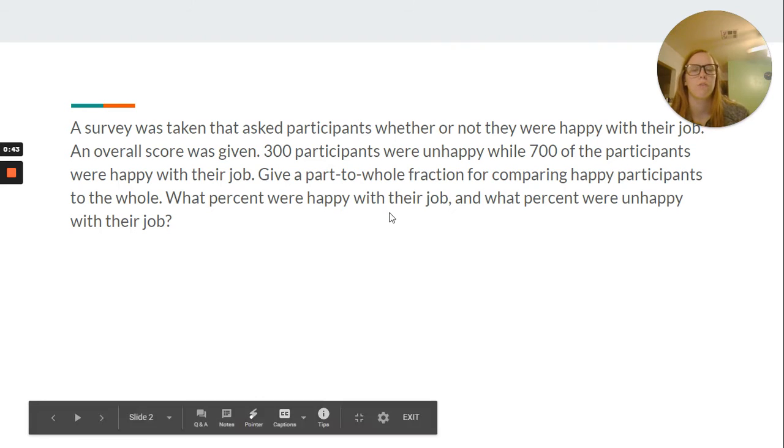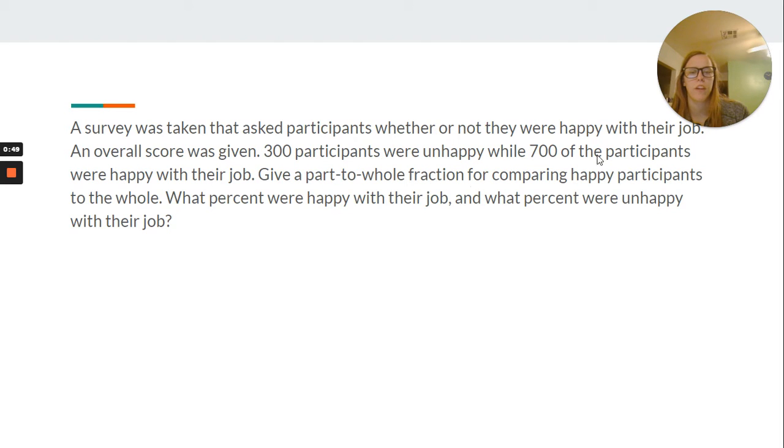So when it says a part to whole fraction, it means part of the participants, so either the happy ones or the unhappy ones. In this case, it's asking us the happy, and then the whole. So if 300 were unhappy, 700 were happy, how many do we have total? We have 1,000. And then how many were happy? 700. So we have 700 over 1,000, and just for comparison, we have 300 over 1,000 unhappy.